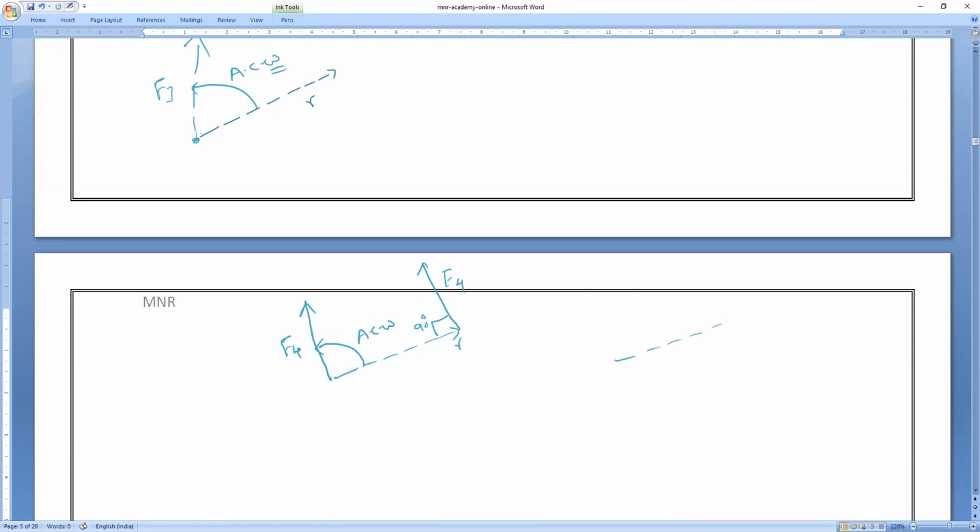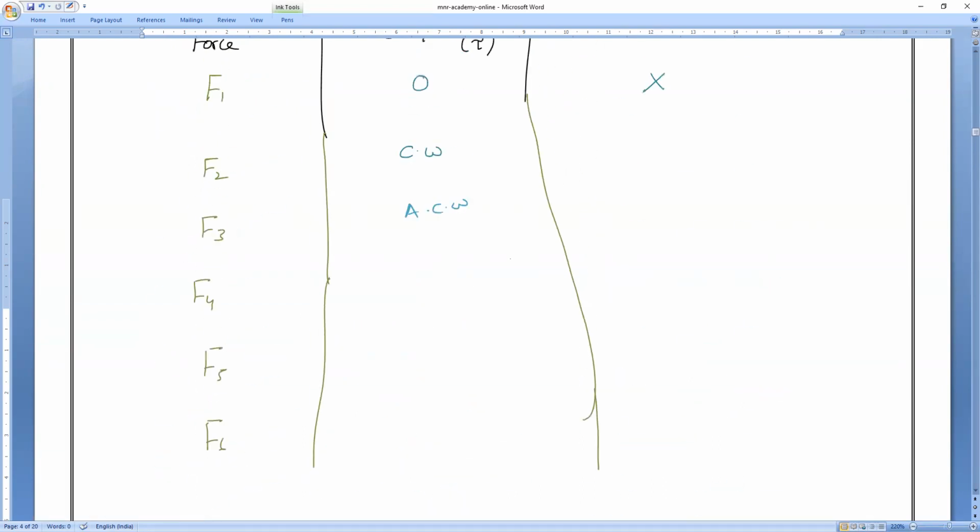Next, F5, let me draw. So this is F5, exactly perpendicular downward. So F5 is what, clockwise or anti-clockwise? Clockwise. Understanding, all of you? Next, F6. F6 and R are both the same direction, parallel. So F6 is parallel to R, so torque is equal to what here? 0. So F4 is anti-clockwise, F5 is clockwise, and F6 is parallel, 0.